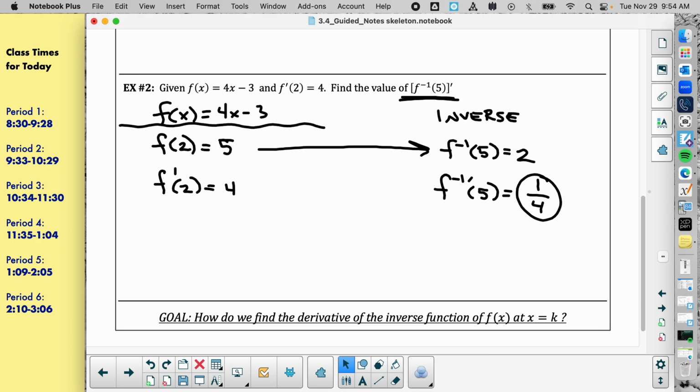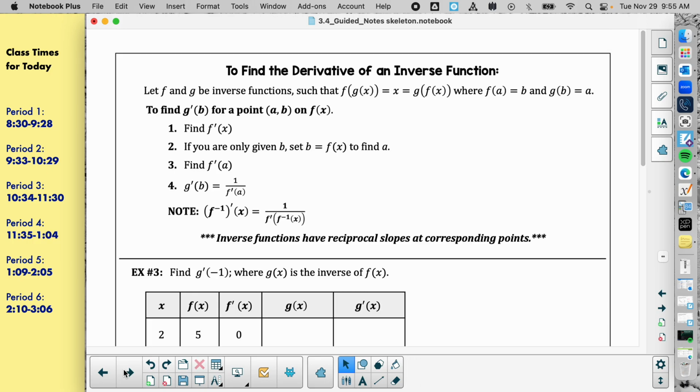That means its inverse point would be 5, 2. That's over here. So these 2 points are tied together, which means their slopes are tied together. If the slope at the original point was 4, that means the slope at the inverse point is going to be flipped upside down, which is 1/4. So that's one method to find the derivative of the inverse. Second method is that.